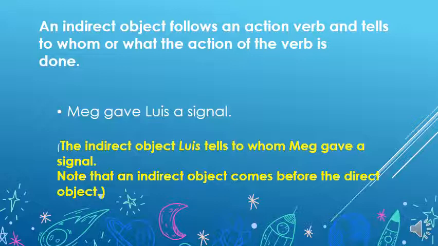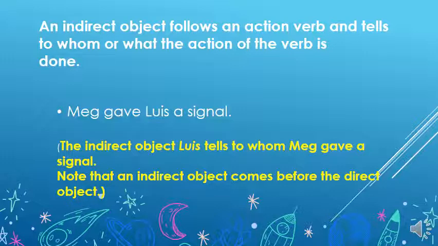So here in the same example, Meg gave Louis a signal. Okay, so I have here two objects, Louis and signal. Which one is direct and which one is indirect? The indirect object, I can add in my mind, of course, "to" before it. Okay, so let's read it. Meg gave a signal to Louis. Does it fit? Meg gave a signal to Louis. Yes. So Louis is an indirect object.